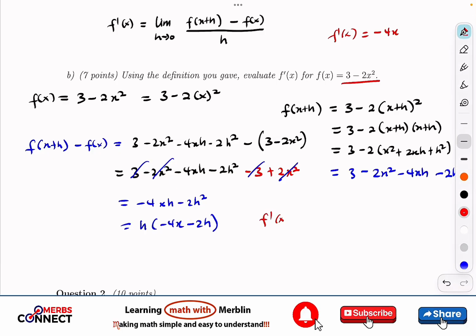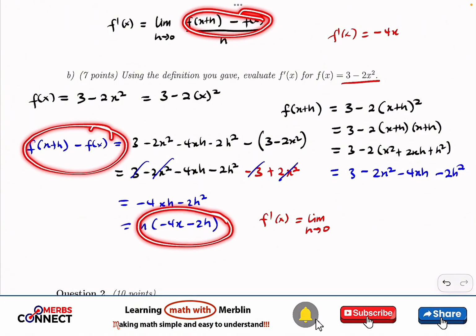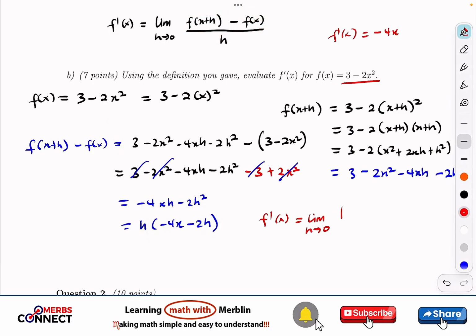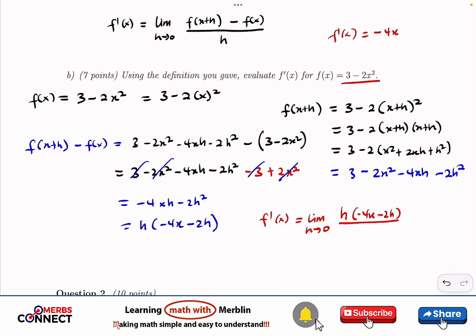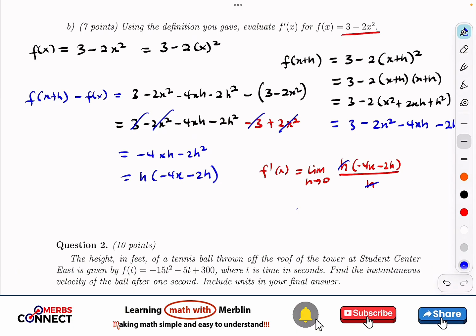So now f prime of x is equal to the limit as h is approaching 0. Now I don't need to write this again because this is equal to what we found here, right? So I'm just going to use that and write h times minus 4x minus 2h, divided by h. I did that so that I can cancel this h. The only problem here was the h, because when you plug in h, the denominator becomes 0 and we have an issue. So now this is equal to the limit as h approaches 0 of minus 4x minus 2h.